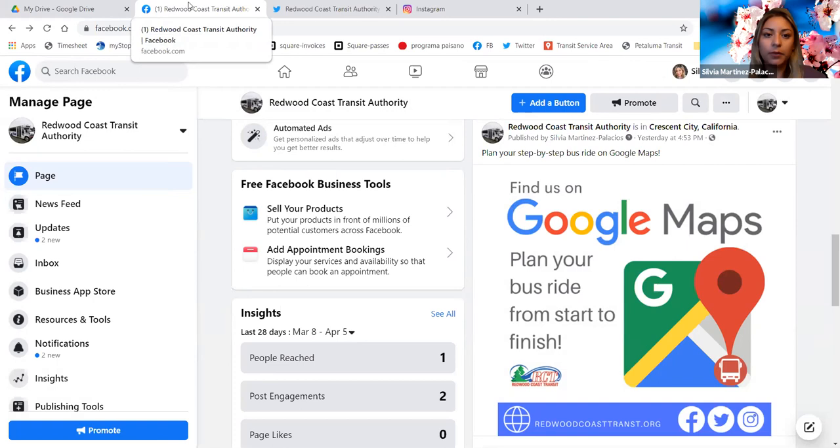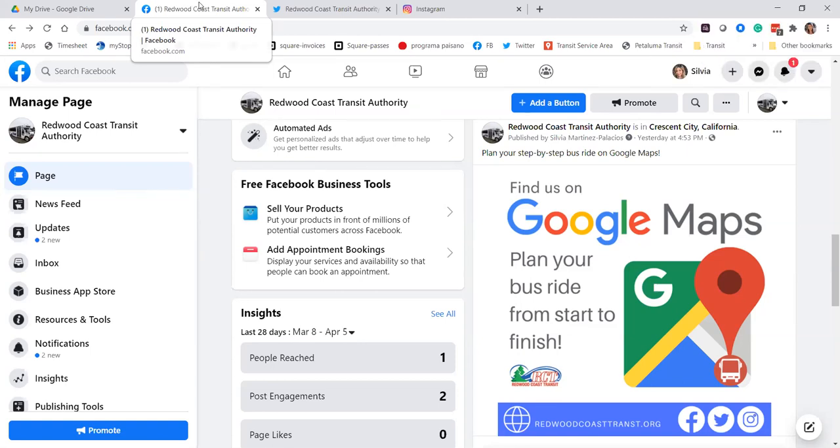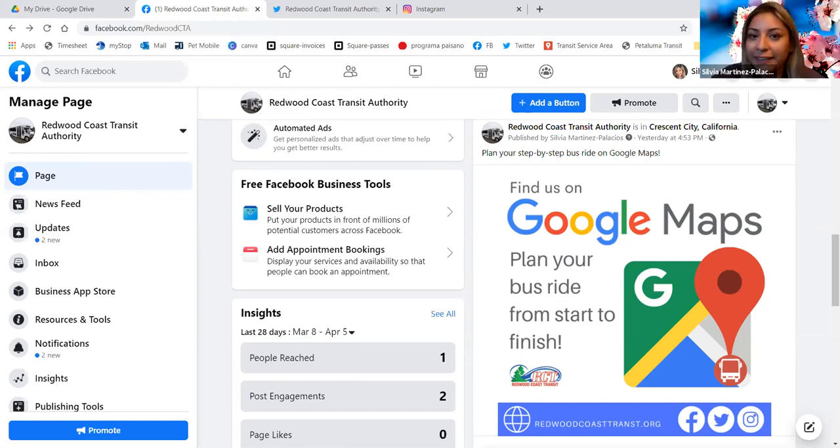So we'd like to give the agency a face to the community and not just, this is our bus system, but more about, these are people in the community, they serve you, we are here to serve you. So yeah, let me stop sharing, or let's see, stop share.